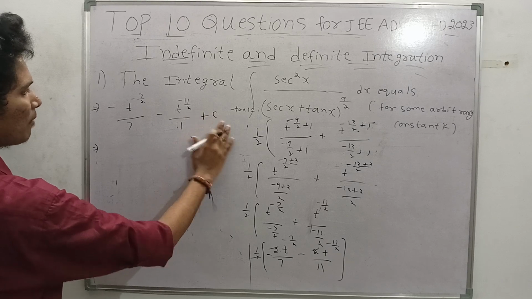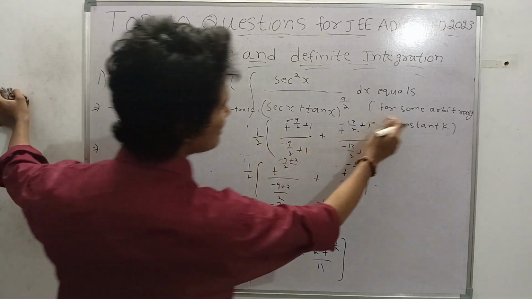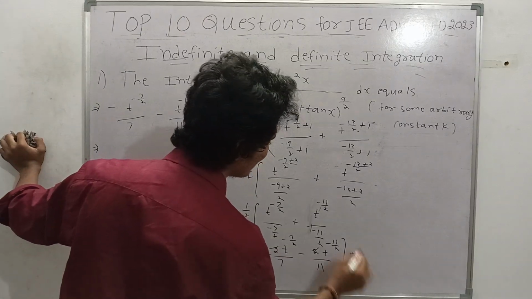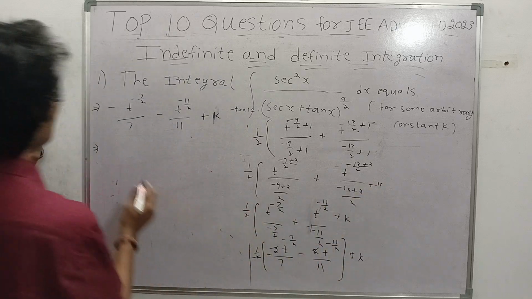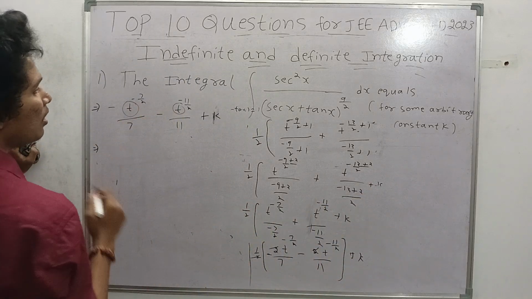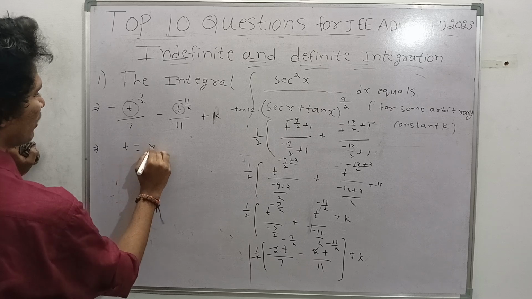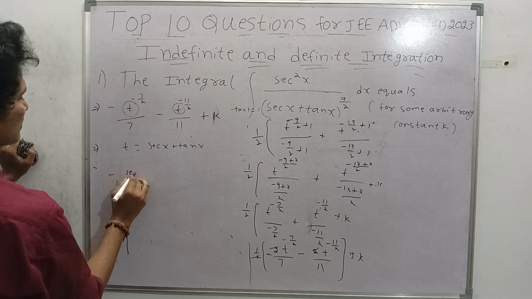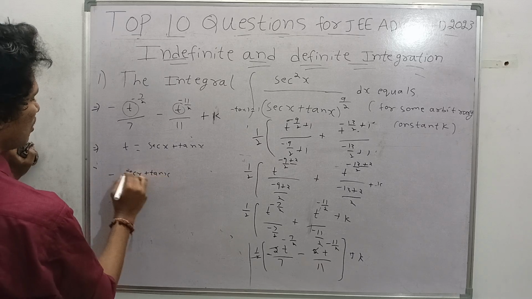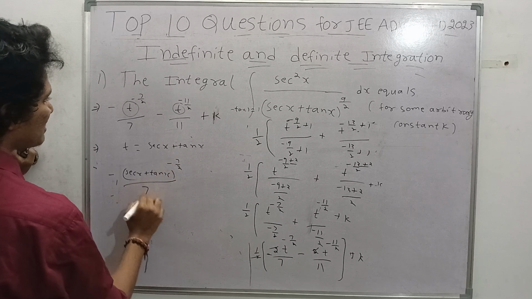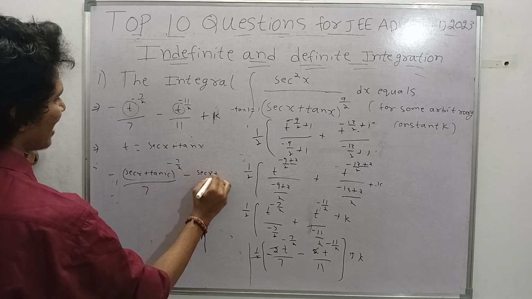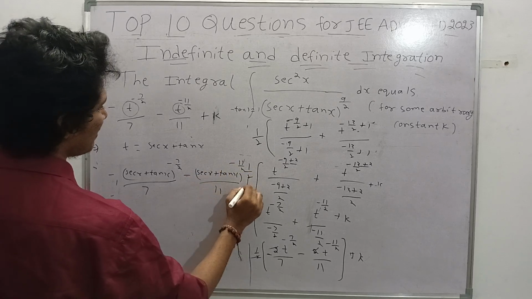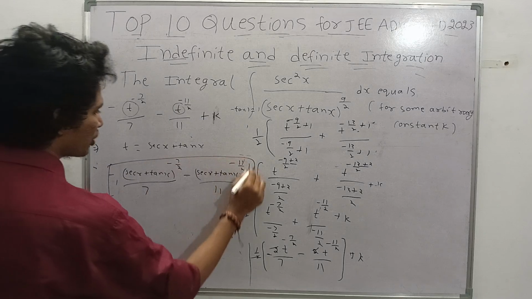The main thing here is plus c, or you can assume plus k, because they asked for some arbitrary constant k. So after completing integration, you can keep plus k here. Now what is t here? We assume t as secant x plus tan x. So secant x plus tan x we have to replace here. So secant x plus tan x whole power minus 7 by 2 divided by 7 minus secant x plus tan x whole power minus 11 by 2 by 11 plus k. This is the final answer of this integration.